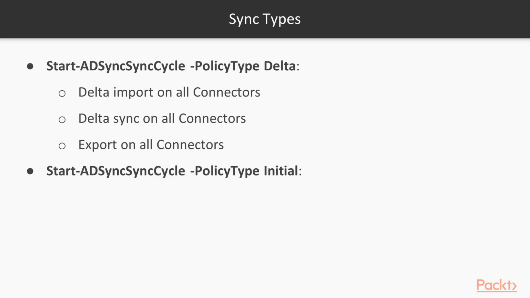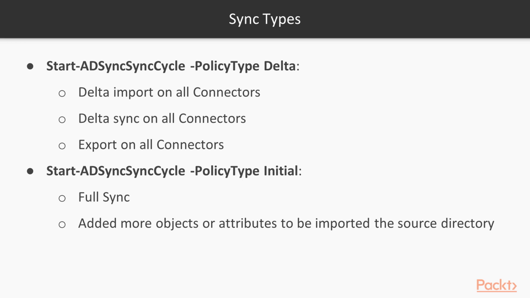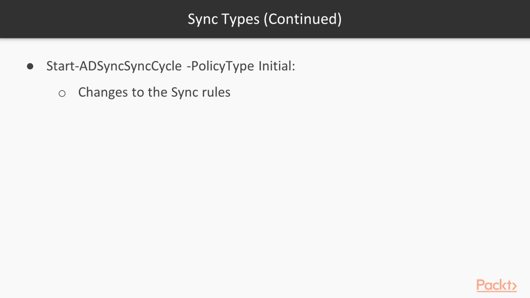The second one is the policy type initial, which is a full sync. It's adding more objects or attributes to be imported to the source directory, changes to the sync rules and changes to filtering. So that means that everything with the initial option is synchronized to the tenant. This was all for the force synchronization.